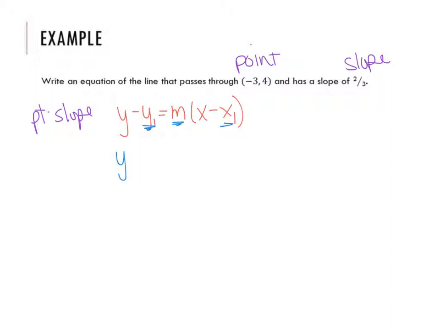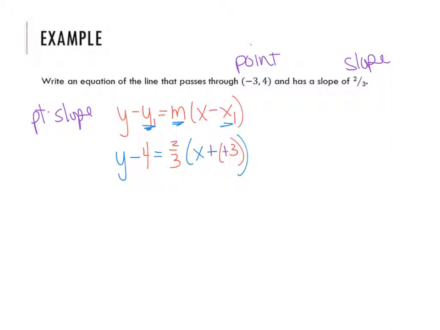So this is going to be y minus, the y from the point is 4, equals the m that you're given is 2/3, times x minus, the x from the point is -3. So we filled in those 3 things. Simplifying it a little bit, that is going to be a positive. Okay. Now, that is an equation in point-slope form, but I just said that I wanted all of your answers to be in slope-intercept form.